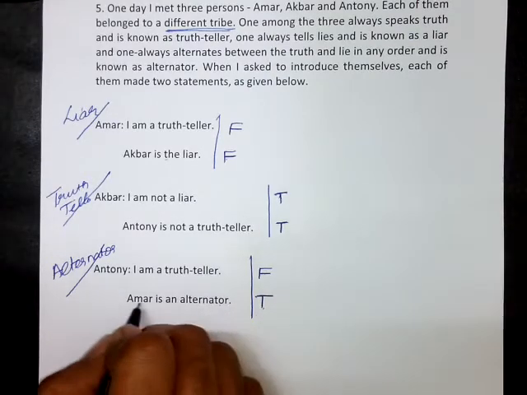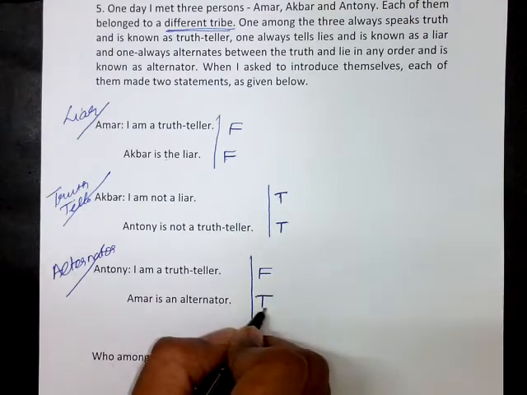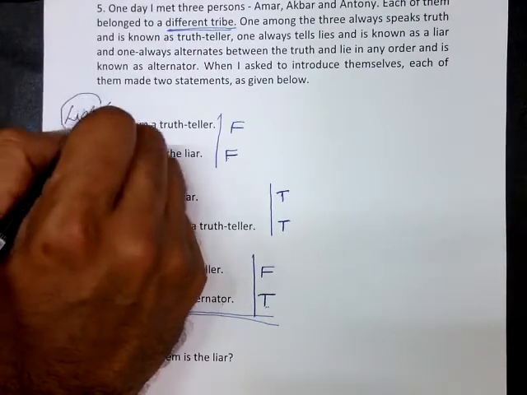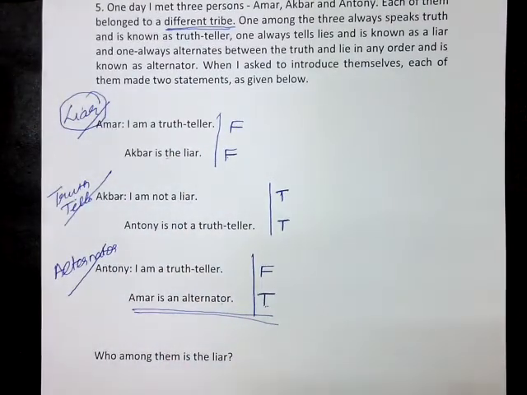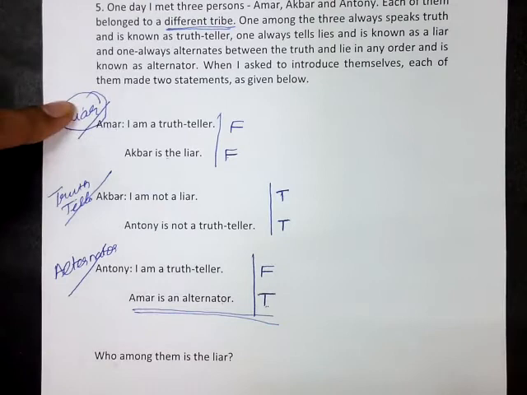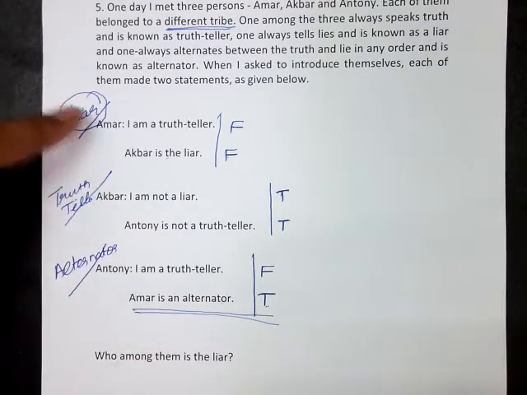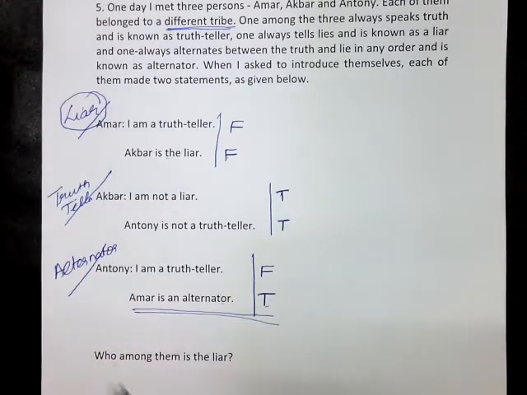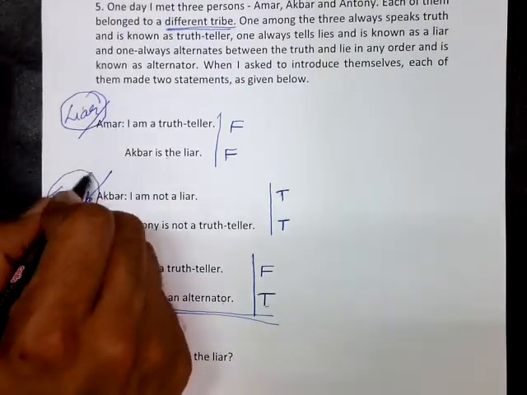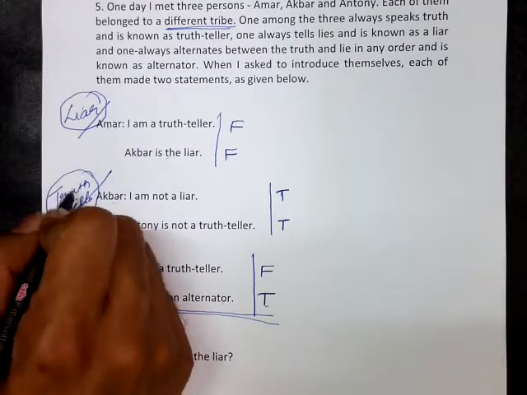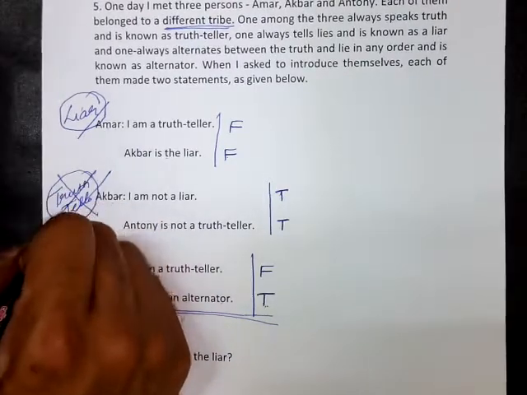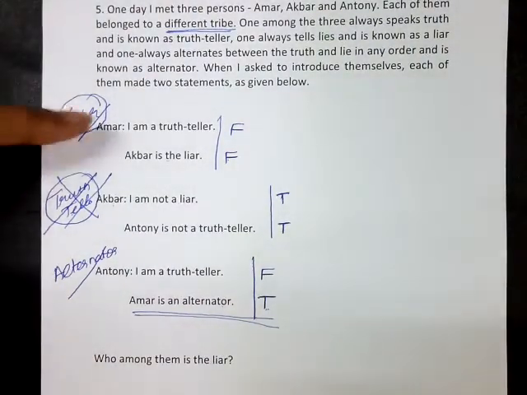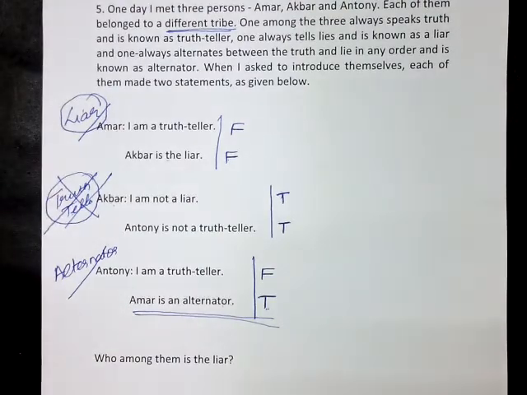That is true, which means Amar should be an alternator, but we can observe that Amar appears to be a liar here. So we see a logical inconsistency, a conflict or a contradiction here. All this happened because of the assumption of Akbar being the truth teller, which means that Akbar also cannot be the truth teller. So Amar cannot be the truth teller, and Akbar cannot be the truth teller.